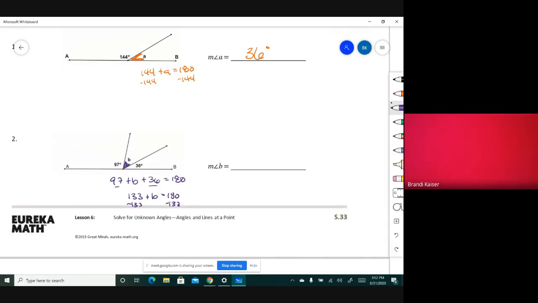Okay, B would have to equal 47 degrees. And the reason for this one is that instead of necessarily saying a linear pair, we just have linear adjacent angles. We don't have a pair of angles, we have more than 2. So we would just say these 3 adjacent angles form a linear segment.